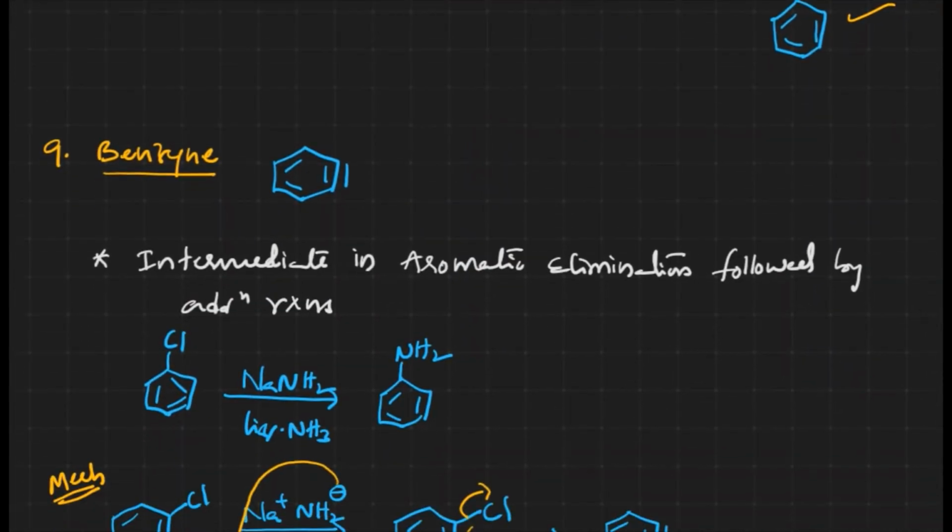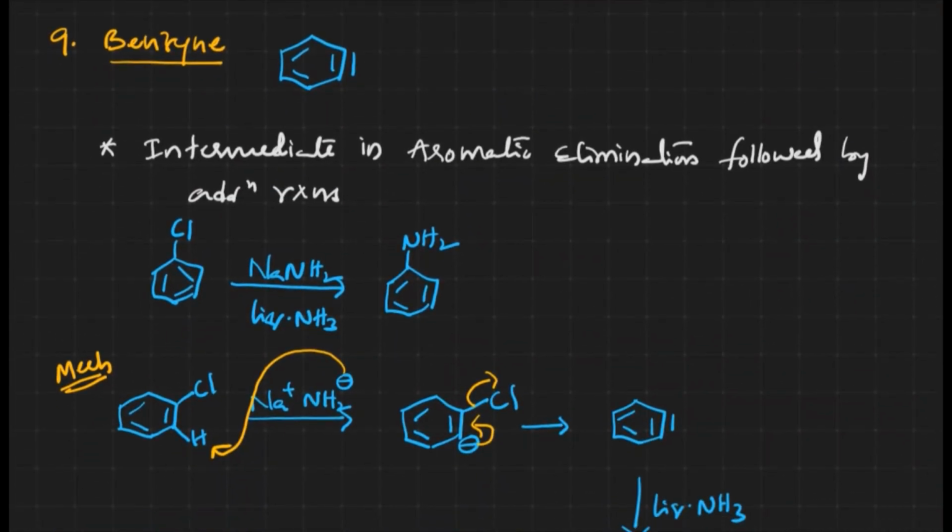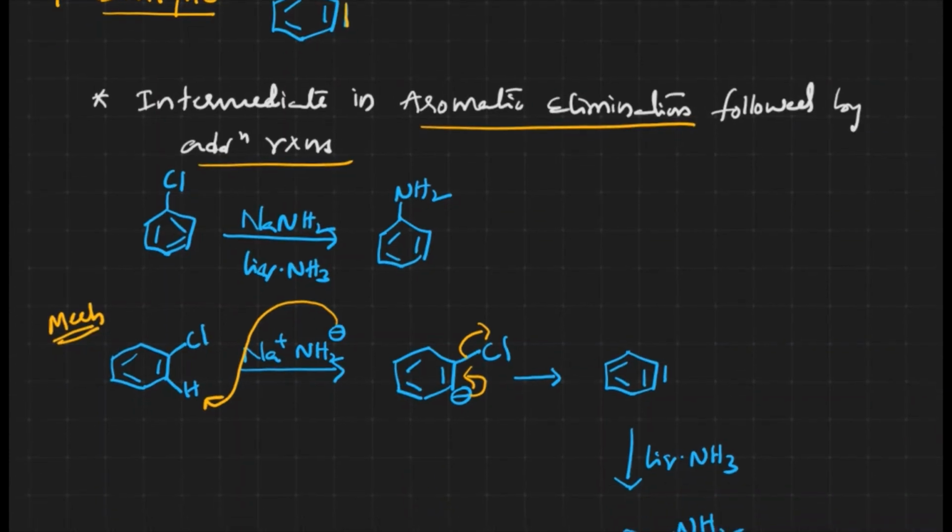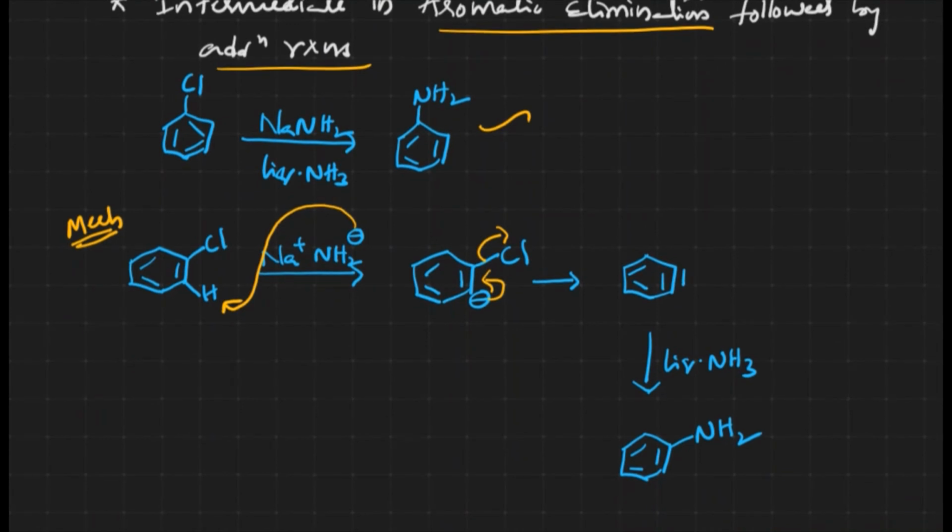And now let us see the last one, which is known as benzyne. Benzynes are nothing but the benzene ring with an extra bond. We can take a triple bond in the benzene ring. It is an example of an intermediate in aromatic elimination followed by addition reactions, right? Let us take chlorobenzene with sodamide in liquid ammonia giving aniline. Let us see how the reaction takes place.